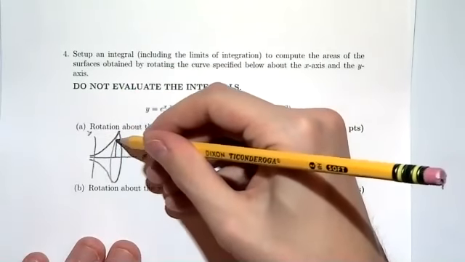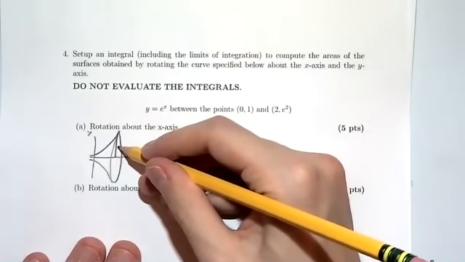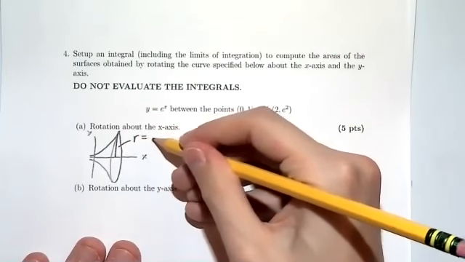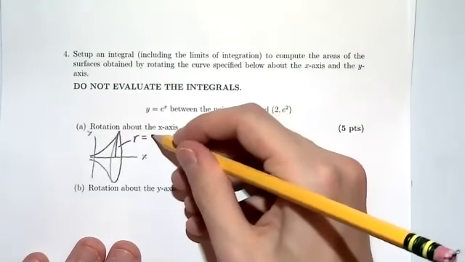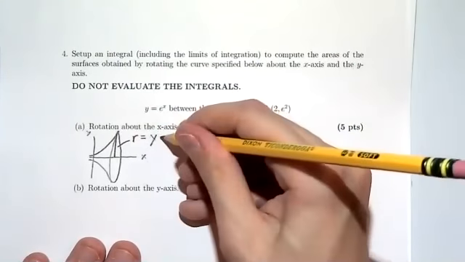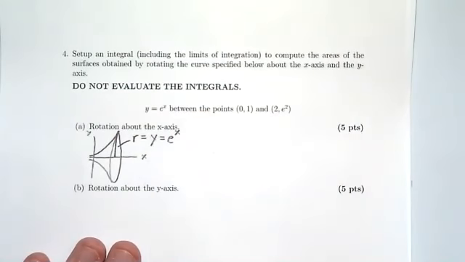So for this, we can imagine it's split into multiple different circles. And here the radius is going to be equal to our y coordinate. Since it's equal to our y coordinate, we know that y is equal to e to the x. All right.